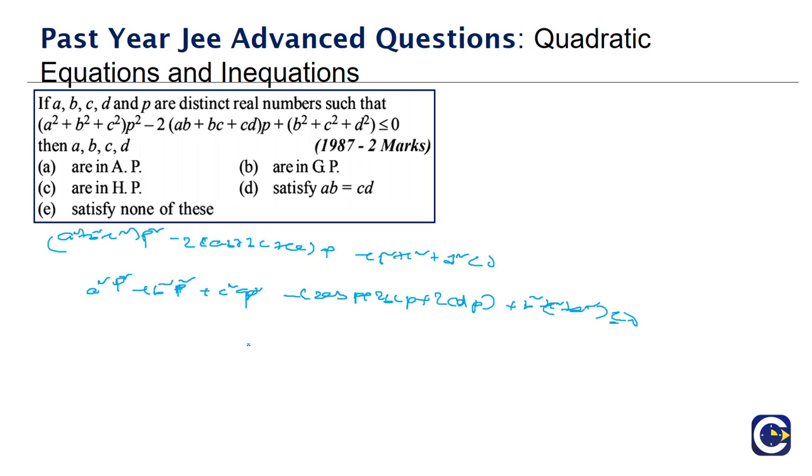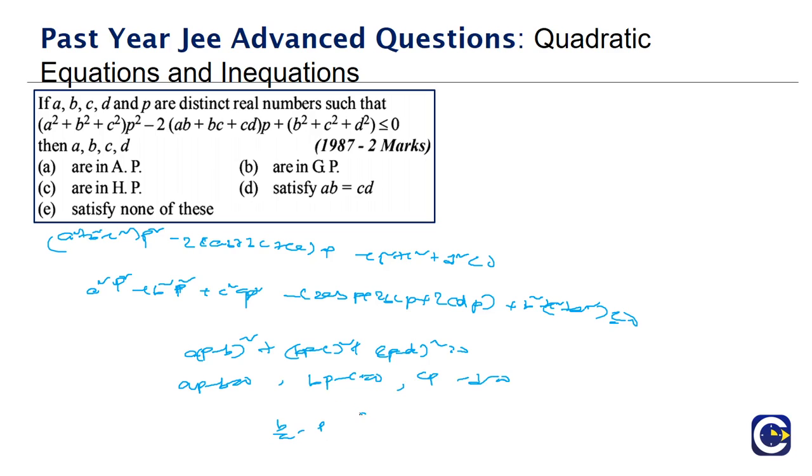So if you further simplify, what you'll get? (ap − b)² + (bp − c)² + (cp − d)² = 0, which is only possible if ap − b = 0, bp − c = 0, cp − d = 0. So b/a = p, c/b = p, d/c = p, which implies b/a = c/b = d/c = p. So a, b, c, d are in GP. So the answer for this question is they are in GP.